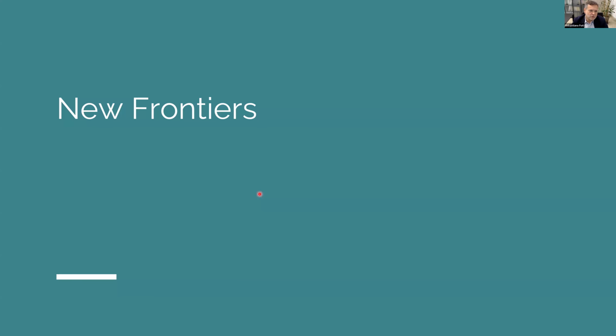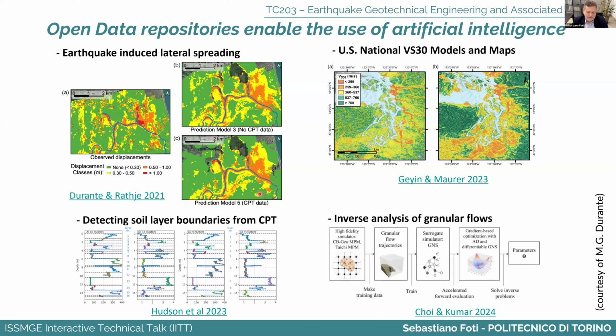And finally, I'm going to close with a few hints about current topics, some topics on which I expect research to be very active in the coming years. Obviously, at this time, it is quite obvious to start with artificial intelligence. Here you can see some applications. I'm not going to cover all of these, but here you see applications about induced lateral spreading, prediction of BS30, interpretation of CPT, and analysis of granular flows.